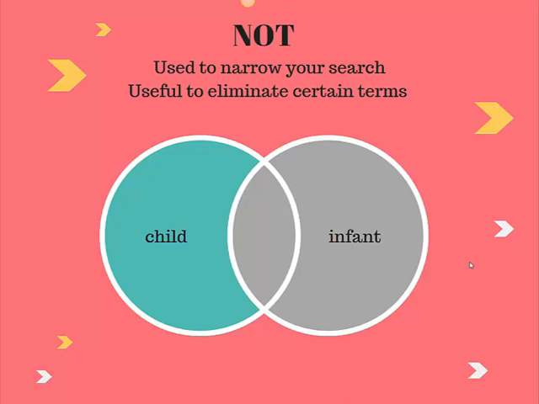You do have to be a little bit careful because maybe a result with infant would be relevant to what you're looking for, or maybe part of that article would be relevant to what you're looking for. Sometimes, though, it can be very, very useful when you just have a lot of results that have that key term that you don't want.